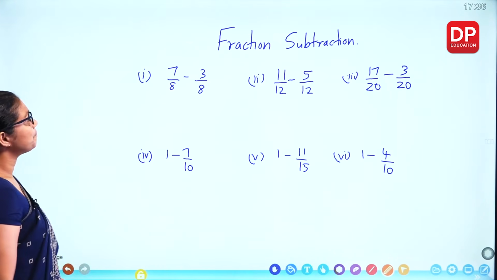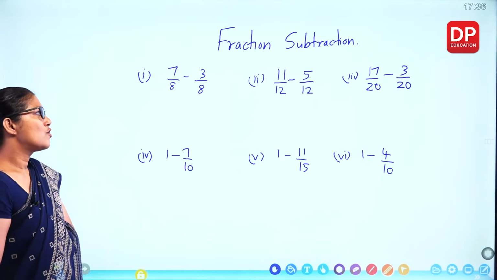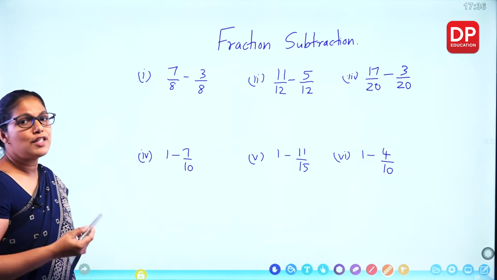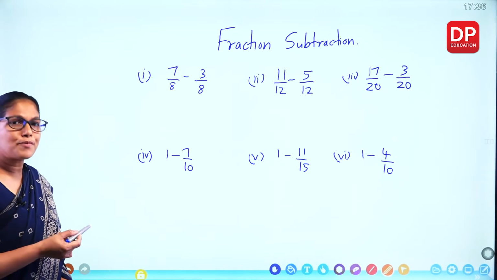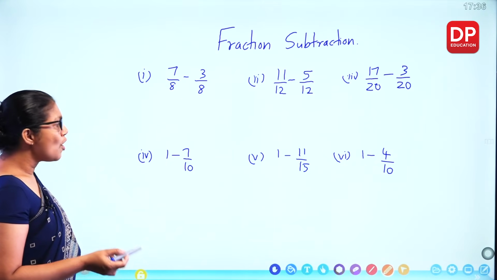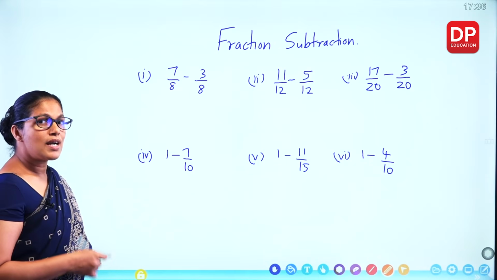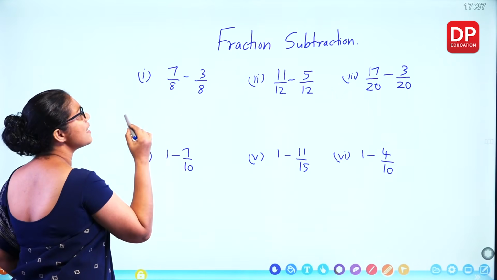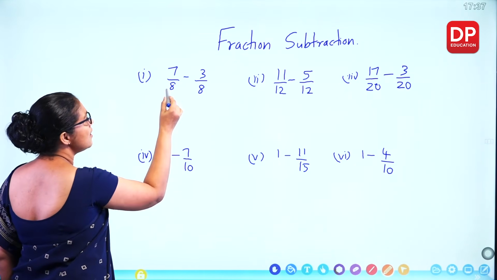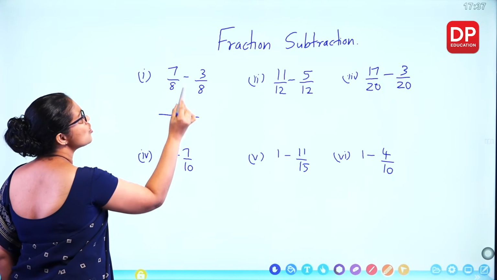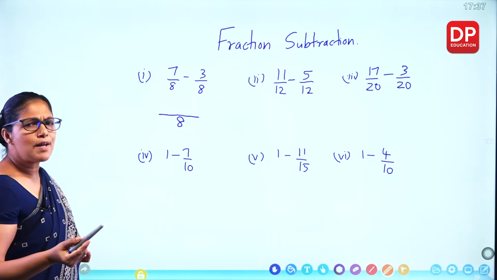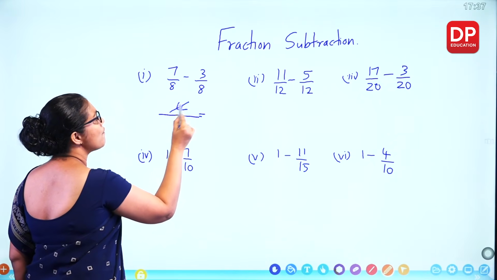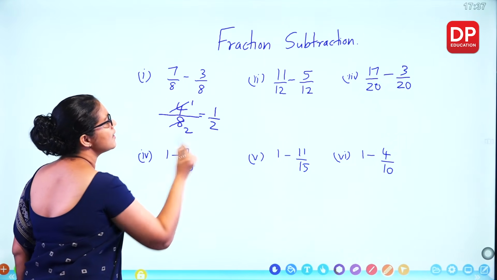Now we'll see fraction subtraction. So similar to addition, you have to look at the denominator. If the denominators are the same, you just subtract the numerators. If the denominators are not the same, what do you do? Convert to the lowest common multiple. So here we can do the same thing as before, like addition. 8 is the common denominator. Just subtract the numerators. 7 minus 3 is 4. So you can simplify this. Divide by 4, divide by 4, you get half.